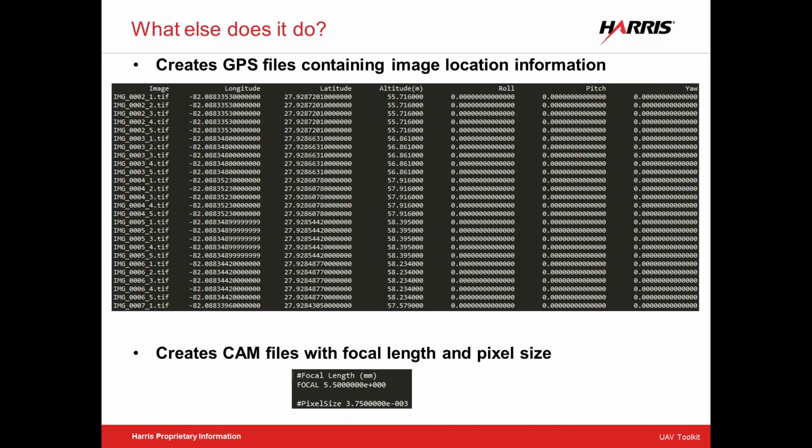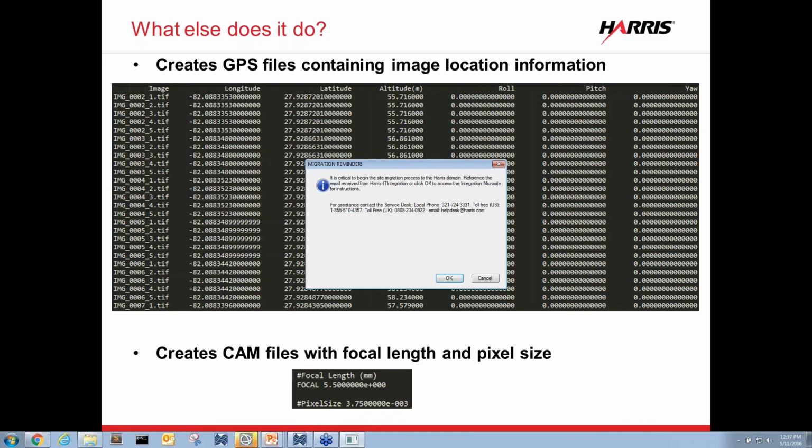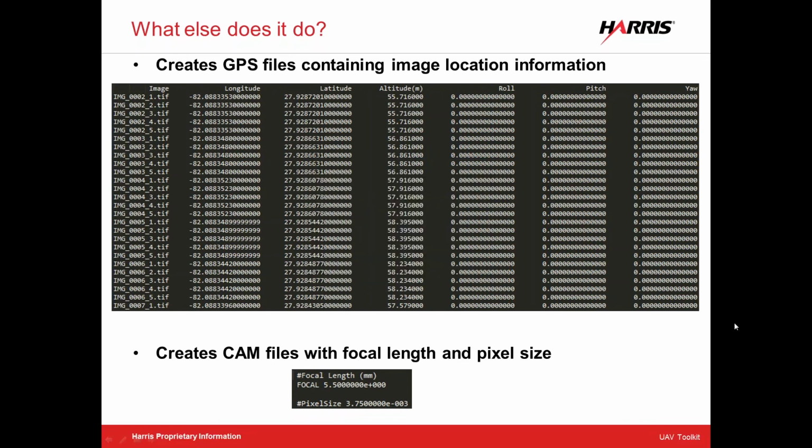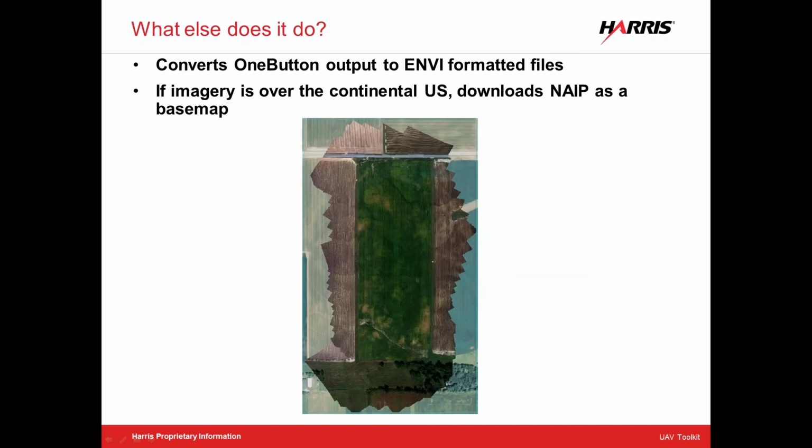And so that's just kind of an idea of what it looks like. These are generated with the UAV Toolkit. Another thing that the UAV Toolkit does is, even though ENVI can ingest that OneButton output directly, if you want to embed information such as the wavelengths, band names, and wavelength units, you can do that as well. And so that's that first bullet point there. So we can convert the output from OneButton into ENVI formatted files.